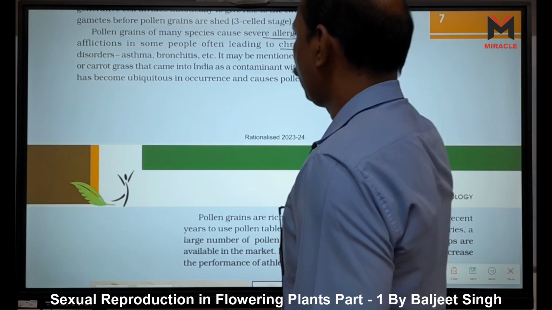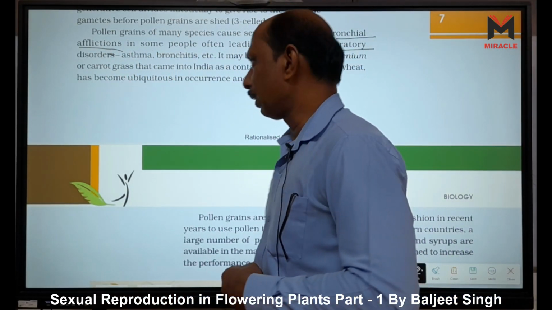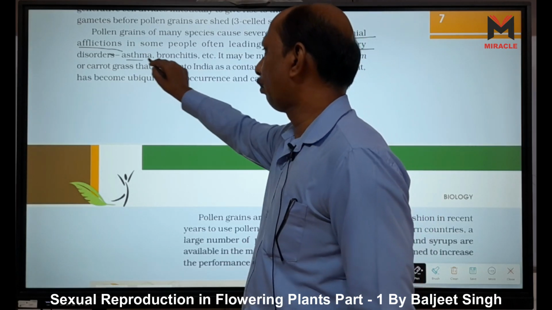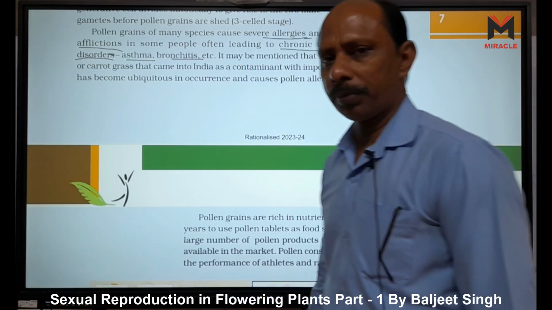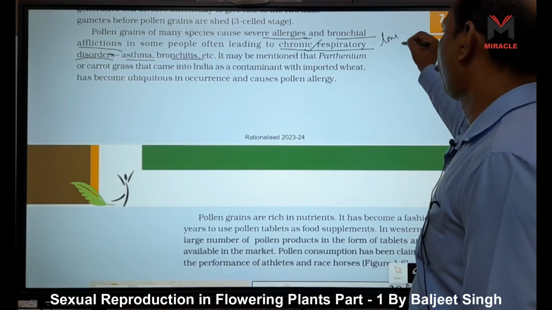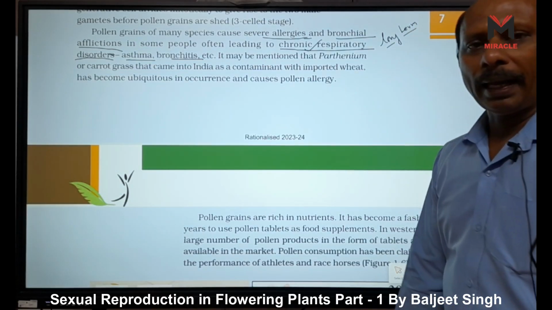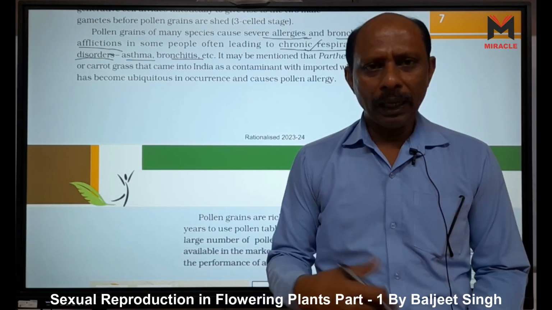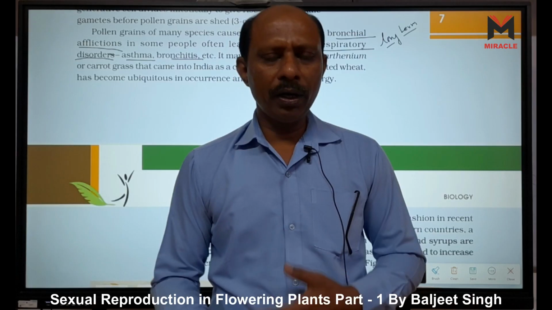Allergies and bronchial affliction means that through inhalation, this pollen grain spreads over the lungs. Then what happens? Asthma, bronchitis, these disorders may be formed. Chronic respiratory disease. Chronic means what? Long term, right? Because we have two terms, acute and chronic. Acute means short term diseases, and chronic means what?